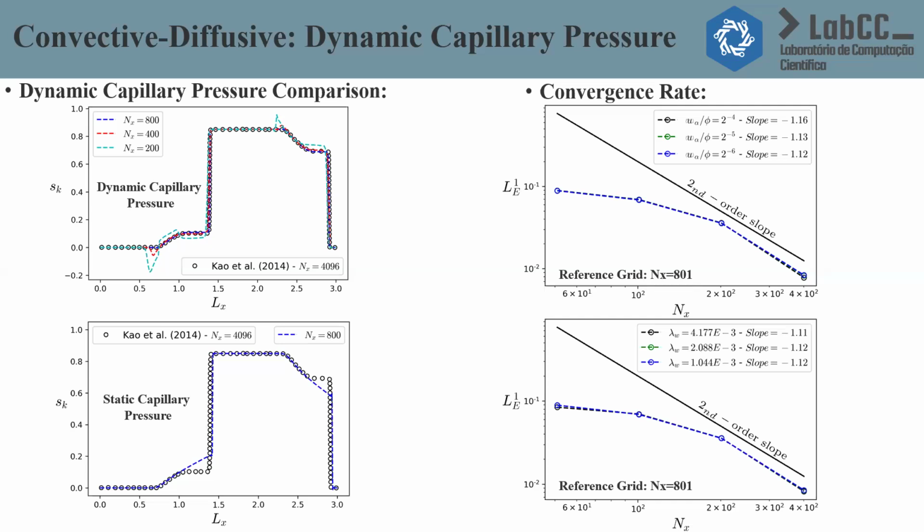In the convergence rate, I compare doubling the mesh for a convective case, fixing the velocity, and I use a mesh of 800 as reference. Because if I increase the mesh to 1,600, for example, tau 2 becomes negative, and the simulation becomes unstable.